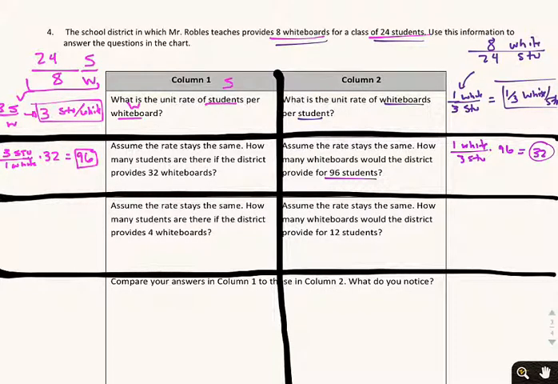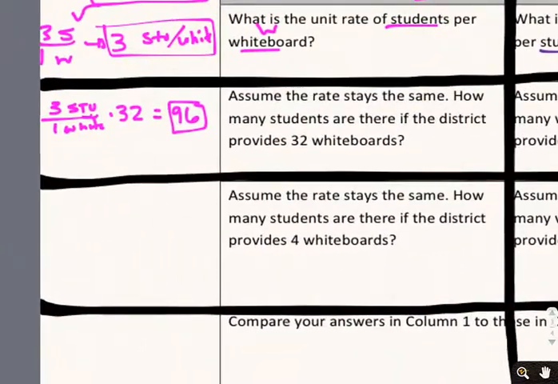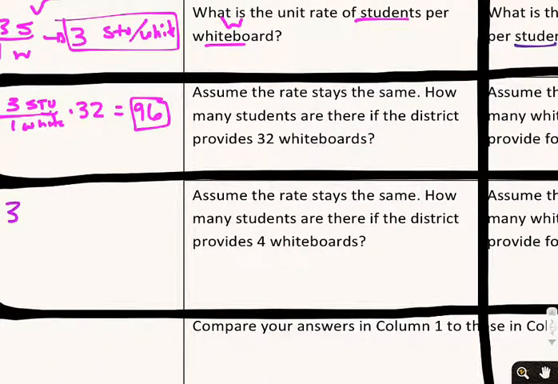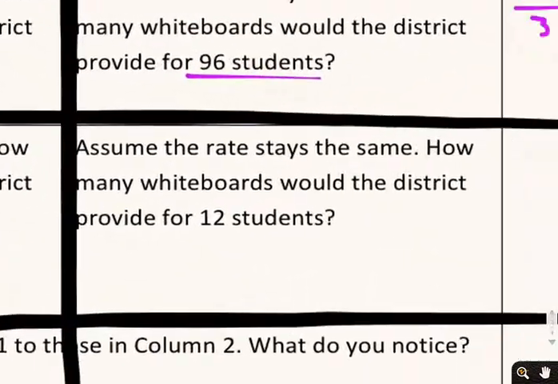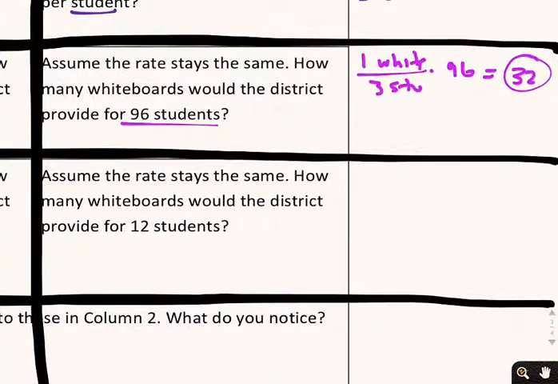Okay, assume the unit rate stays the same. How many students are there if the district provides 4 whiteboards? Well, 3 students for every 1 whiteboard. And you just said there are 4 whiteboards. That means there's got to be 12 students. And again, we're executing a multiplication problem. Assume the unit rate stays the same from the previous problem. So we have 1 whiteboard for every 3 students, and now we have 12 students, so there should be a third as many whiteboards. So 12 divided by 3 will give us 4.